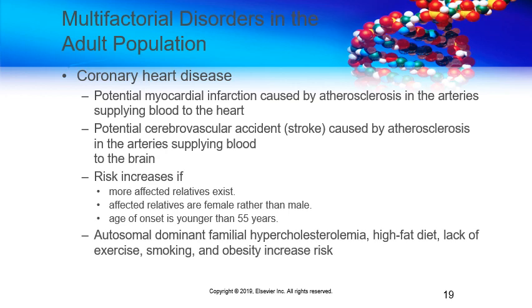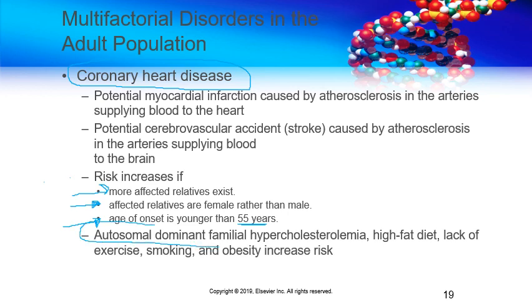Coronary heart disease. So with coronary heart disease, you need to know that the risk increases if there's more relatives that have it, if they're female, and if your mom has it rather than male, that increases the risk. And if the age of the onset of that person is younger than the age of 55.